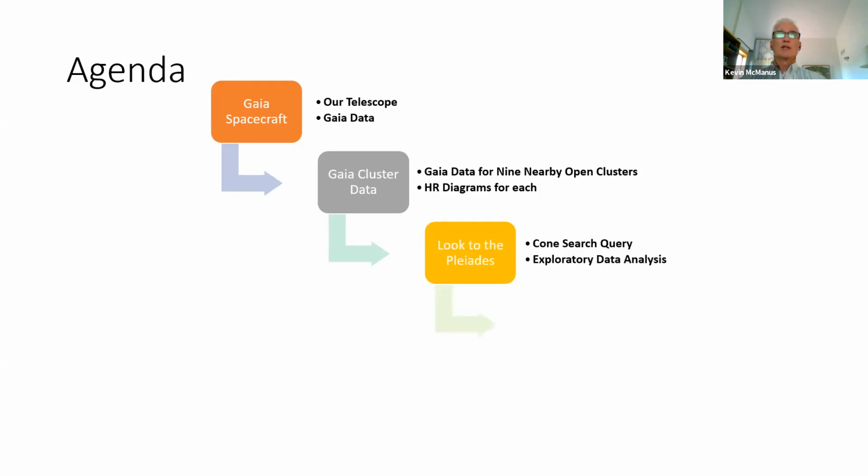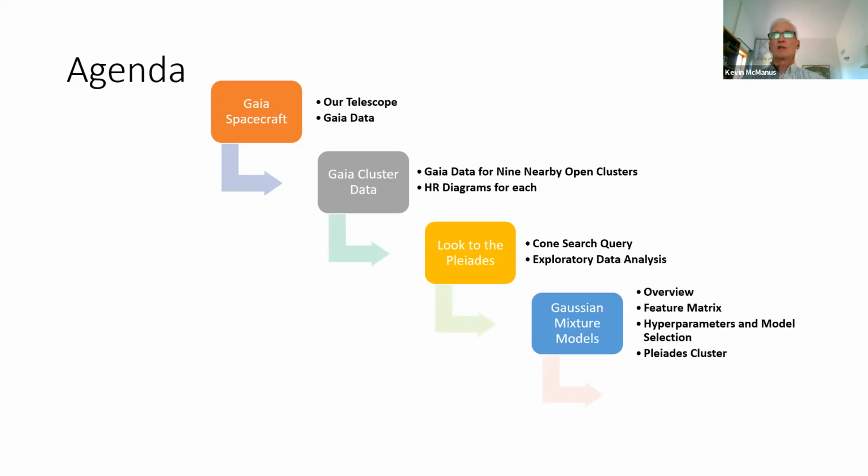Then we'll take a look towards the Pleiades, and we'll do what's called a cone search. This is essentially pointing the telescope at the Pleiades and seeing what we see. We'll take a walk through the data that we get back from that search. From there, we'll take a look at the mixture models. I'll give you a quick overview of what a mixture model actually is, and then show you the feature matrix that went into that mixture model.